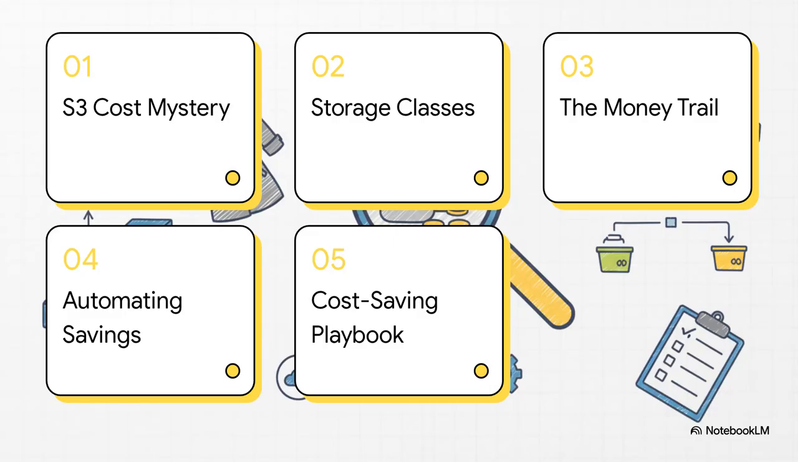So here's our game plan. First, we'll dive into the mystery itself. Then we'll meet our toolkit, the S3 storage classes. After that, we're going to follow the money trail using reports and tags, figure out how to put our savings on autopilot, and finally wrap it all up with a simple cost-saving playbook you can use right away.